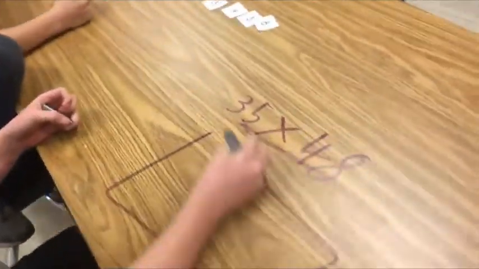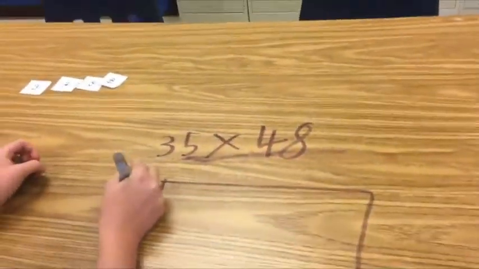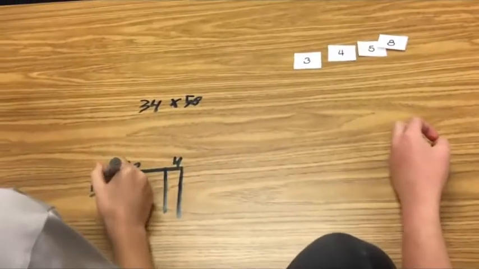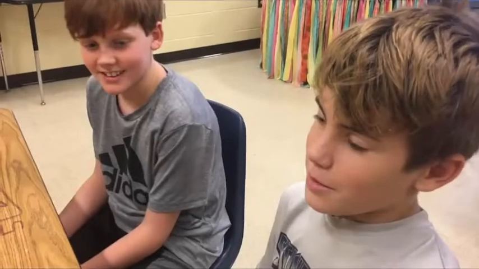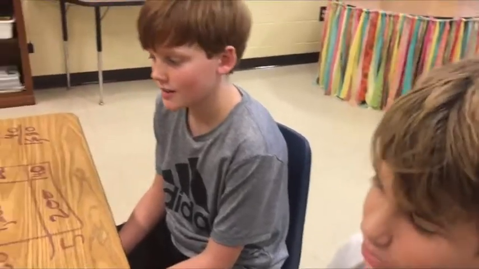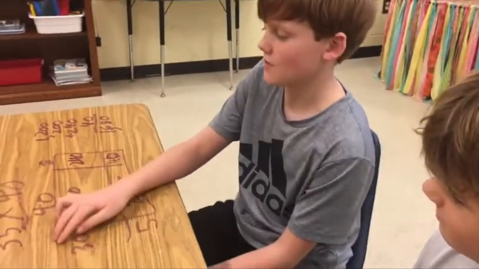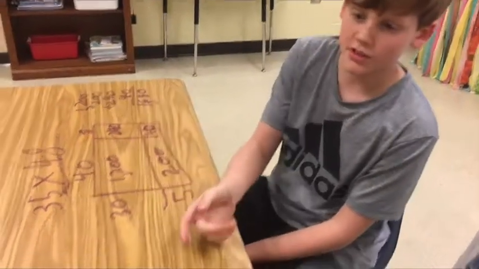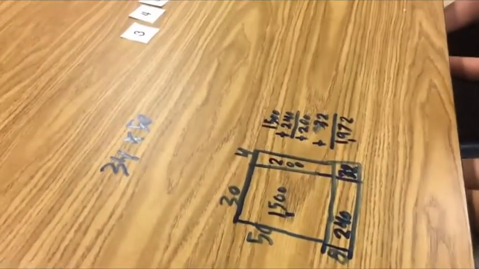One student chose to multiply 35 times 48, while the other multiplied 34 times 58. He won again. His product is about 300 less than mine, so he won. I also knew from the start because 30 times 40 is 1,200, and then 30 times 50 is 1,500.